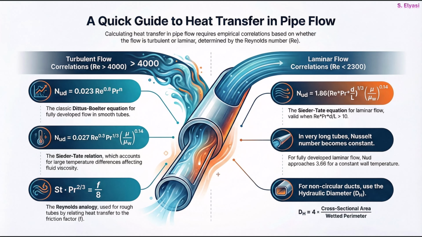Finally, what about non-circular pipes or really long ones? Okay, for non-circular ducts, you have to calculate the hydraulic diameter first. That's just 4 times the cross-sectional area divided by the wetted perimeter. And for fully developed laminar flow in super long tubes, the Nusselt number actually approaches a constant value of 3.66, assuming the wall temperature is constant. Applying the correct empirical correlation based on your flow regime and pipe type is the absolute key to accurate thermal system design.